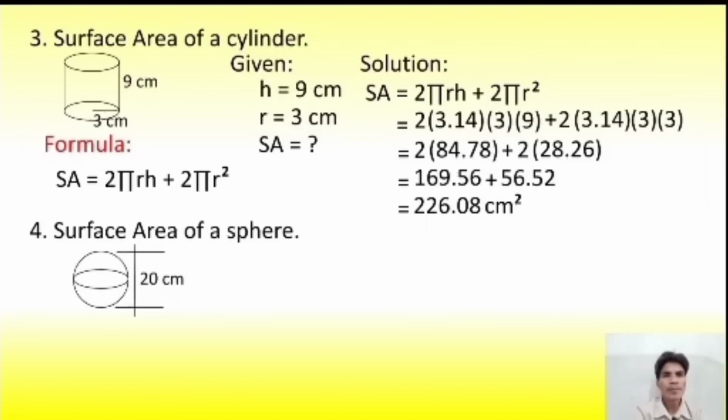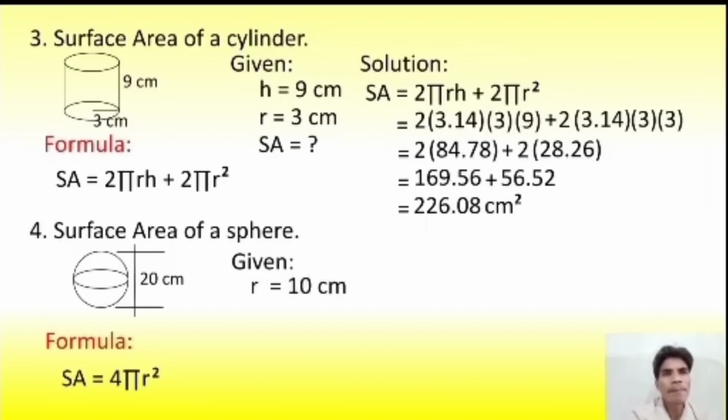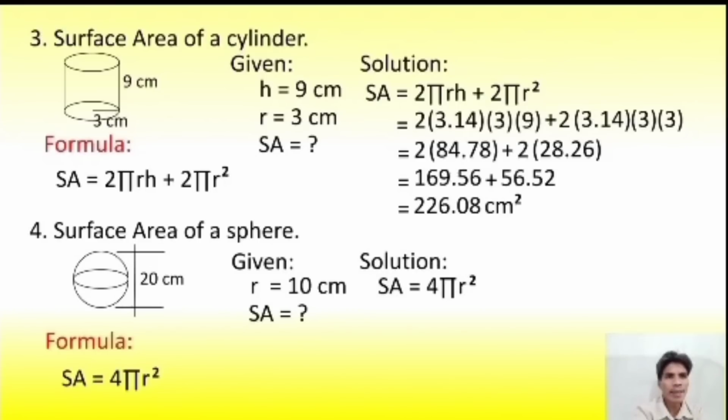So example, the diameter of a sphere is 20 cm. The formula is surface area equals 4 times pi times r squared. Then given, the radius is 10 cm because 20 is the diameter, so divided by 2, we have 10 cm radius. Then, surface area is question mark. Solution, we'll copy first the formula. SA equals 4 times pi times r squared.